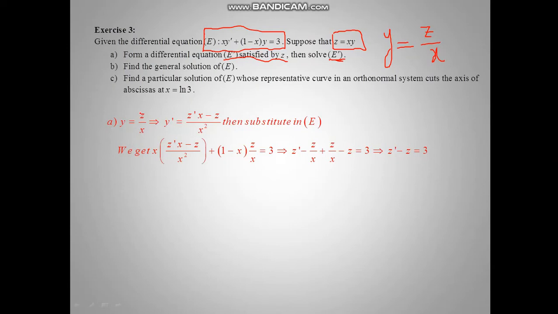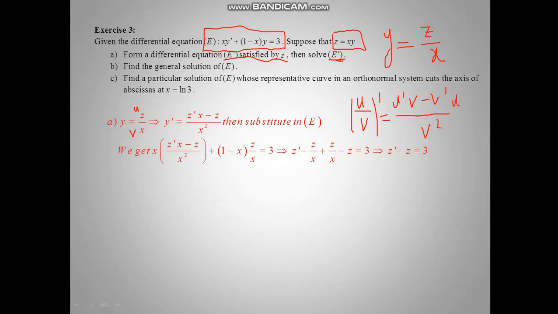Y prime, this one is in the form u over v. The derivative of u over v equals u prime v minus v prime u, over v squared. So here, z prime times x minus the derivative of x, which is 1, times z, over x squared. Let me remind you that (u over v) prime is equal to u prime v minus v prime u over v squared.